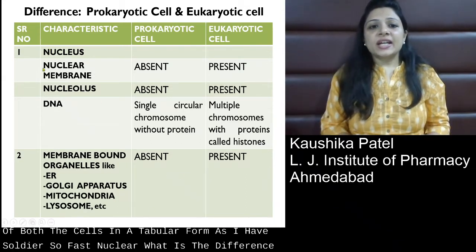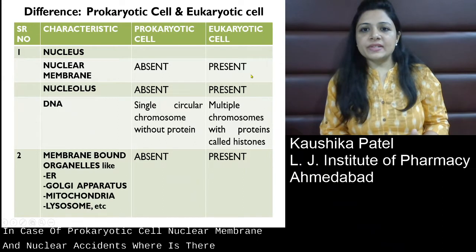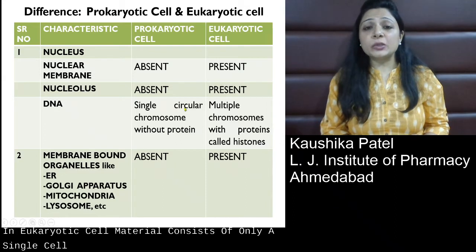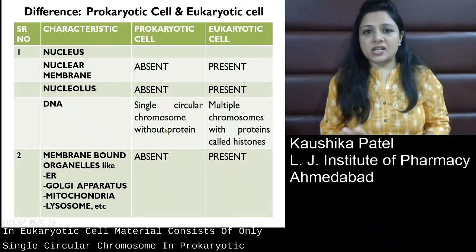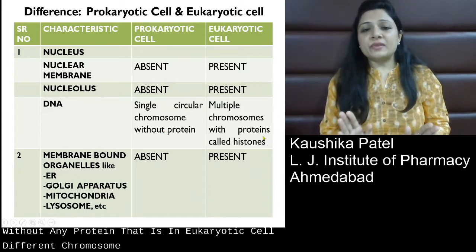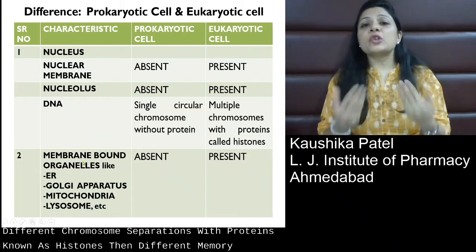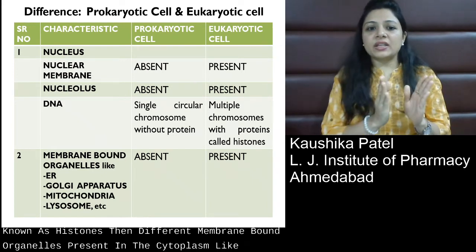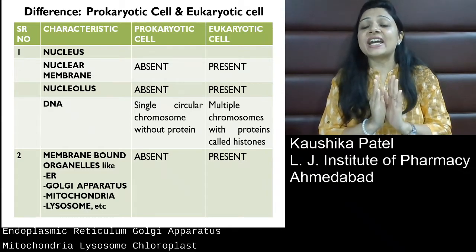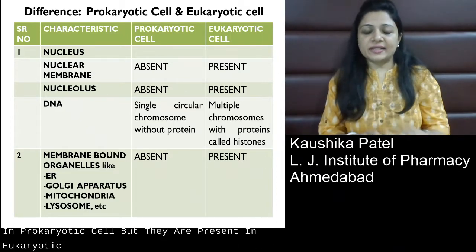What is the difference? In case of prokaryotic cell, nuclear membrane and nucleolus are absent, whereas they are present in eukaryotic cell. Then DNA material consists of only a single circular chromosome in prokaryotic cell without any protein, whereas in eukaryotic cell, different chromosomes are present with proteins known as histones. Then different membrane-bound organelles present in the cytoplasm like endoplasmic reticulum, Golgi apparatus, mitochondria, lysosome, chloroplast are absent in prokaryotic cell, but they are present in eukaryotic cell.